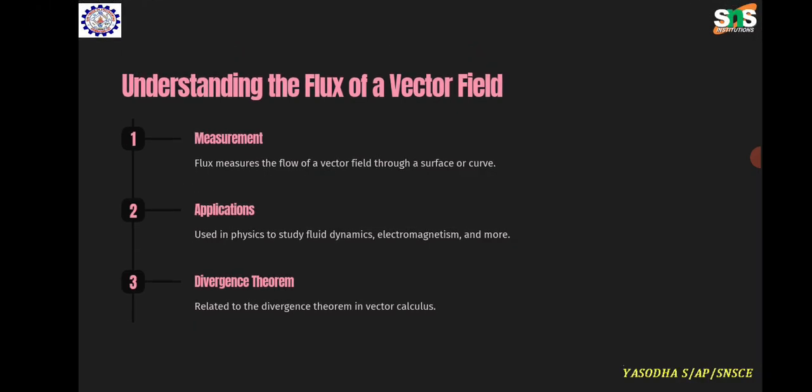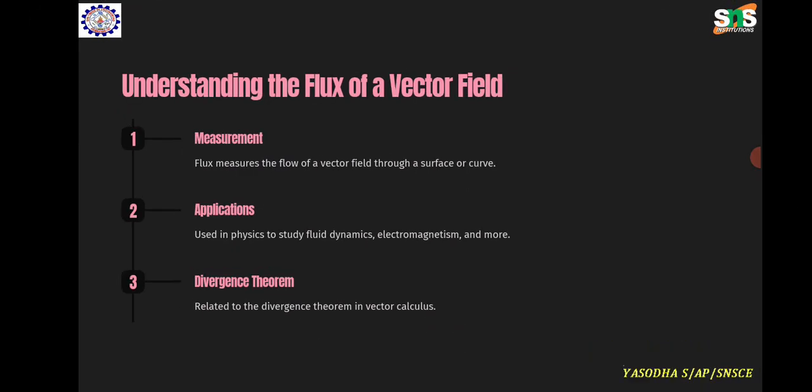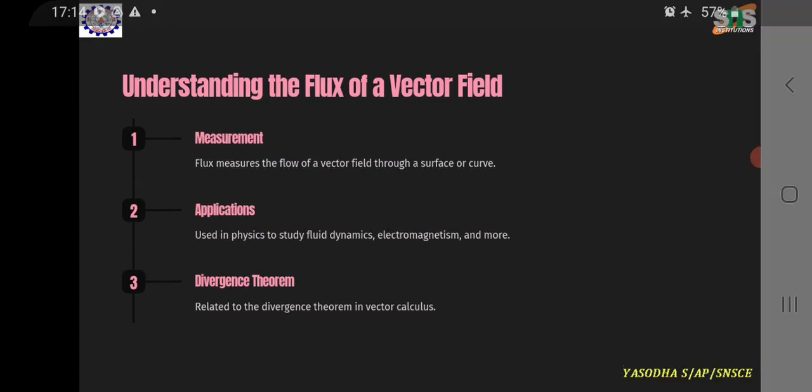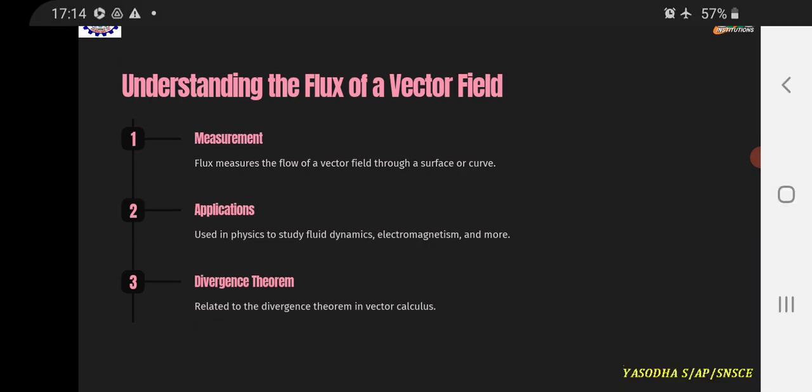Understanding the flux of a vector field. Flux is the amount of something passing through a surface. The total flux depends on the strength of the field, the size of the surface it passes through and their orientation. So flux measures the flow of a vector field through a surface or a curve.